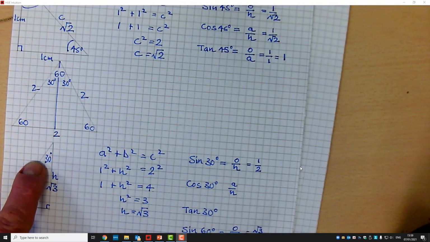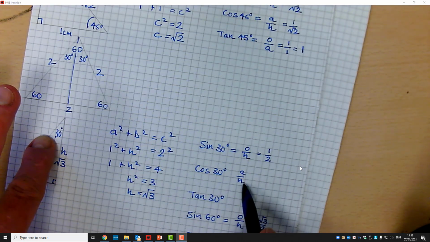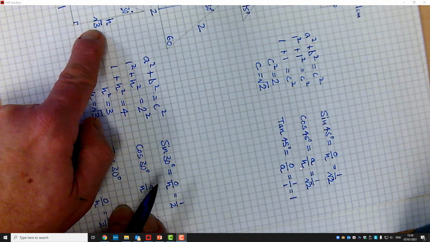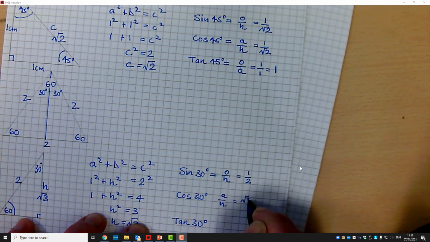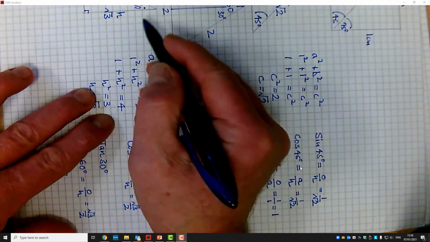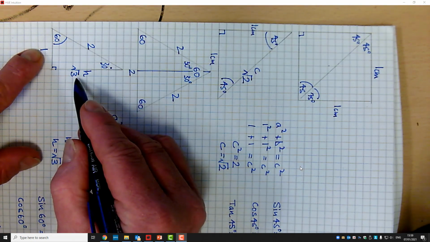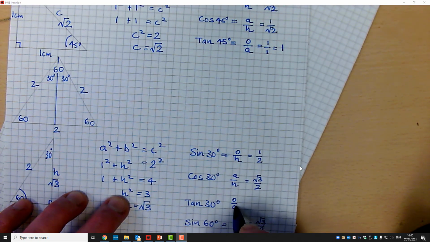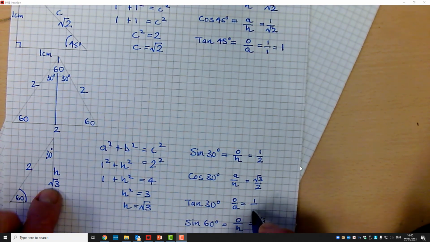Right, cos of 30. So, looking at this triangle turned round, the cos is the adjacent divided by the hypotenuse. If that is 30, that's the adjacent, square root of 3, and that's the hypotenuse 2. So it's the square root of 3 divided by 2. What's the tan of 30? If we look at that 30-degree angle, the tan is the opposite divided by the adjacent. Opposite over adjacent. The opposite is 1 and the adjacent is the square root of 3.